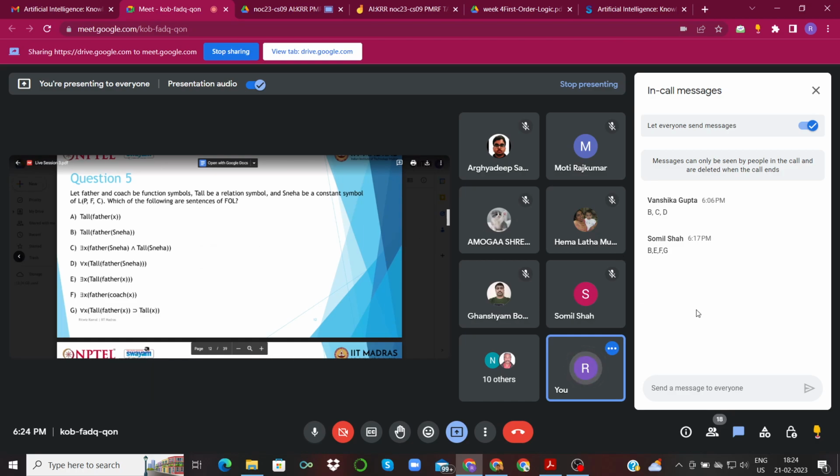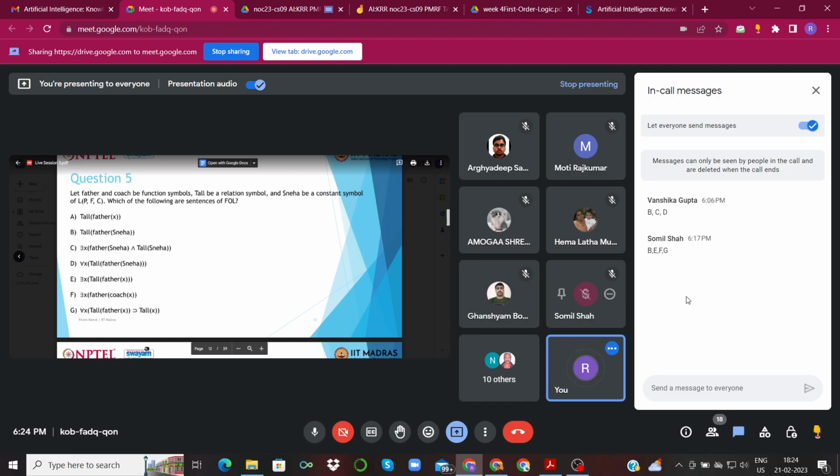Okay. So I hope with that option D was also clear. Yes, sir. It's clear. Okay, coming to option E now. So there exists X such that tall father X. This is also a sentence, right? Because here, although we have an existential quantifier, the variable is within the scope, right? It's not free, right? Yes, sir. Okay, so E is correct.